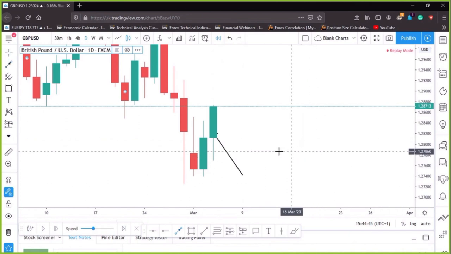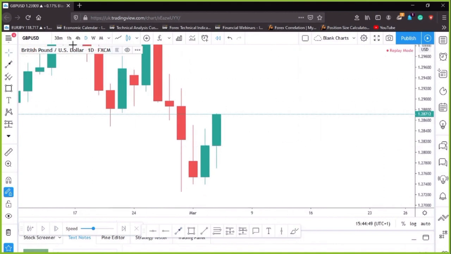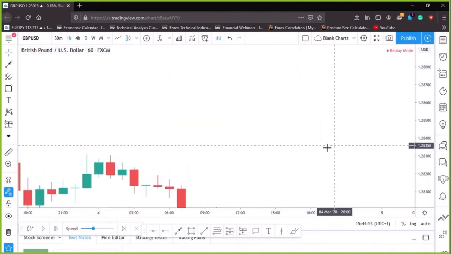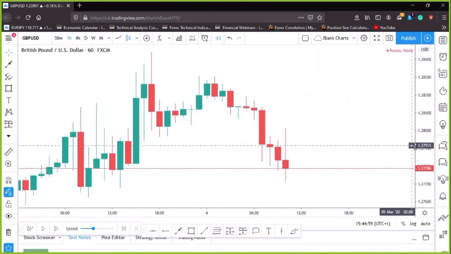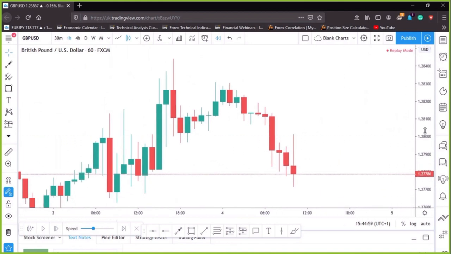Yeah, up, pushing up, moving up. Lovely, thank you. Okay, let's go to the 1 hour. Remember, we're only using the daily and the 1 hour time frame, yeah? So only two time frames you really need. Don't really need any other time frames.